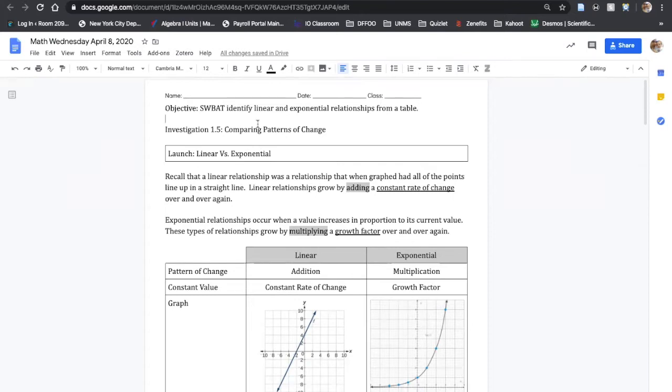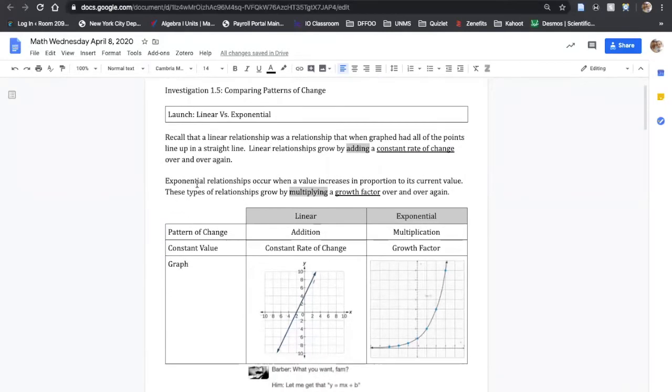We spent a whole unit talking about linear relationships. Just a refresher, a linear relationship is a relationship that when graphed has all of your points ending up in a straight line, right? Now, something that we noticed in the past when we studied this is that linear relationships grow by addition, right? And specifically, the thing that you're constantly adding over and over again, we refer to as a constant rate of change, okay?